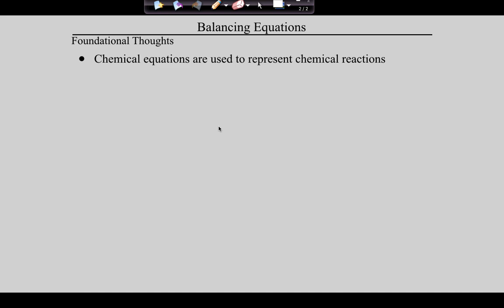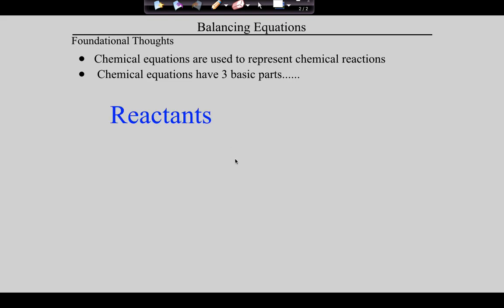Now guys, when we properly write chemical equations, what you're going to find out is this. Every properly written chemical equation will have three parts. You've got a left-hand side that we call the reactant side. Just like in English we read from left to right, in chemistry we progress from left to right. So on the left is the stuff we start with, the reactants.